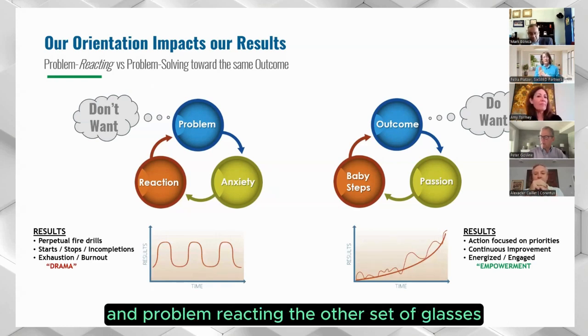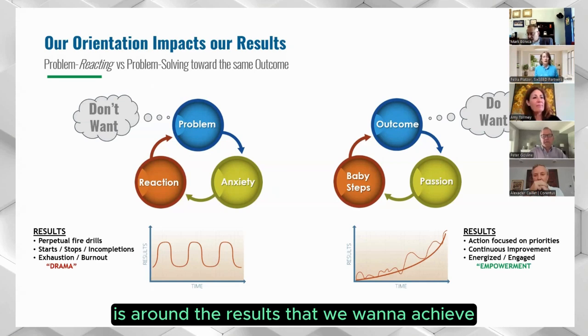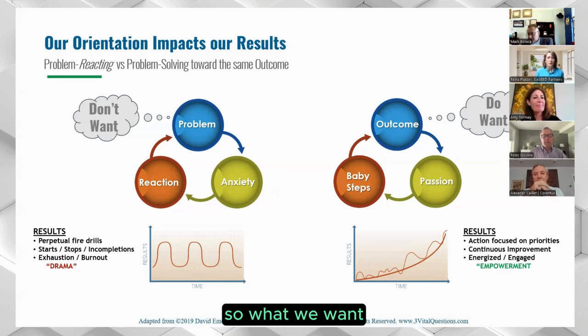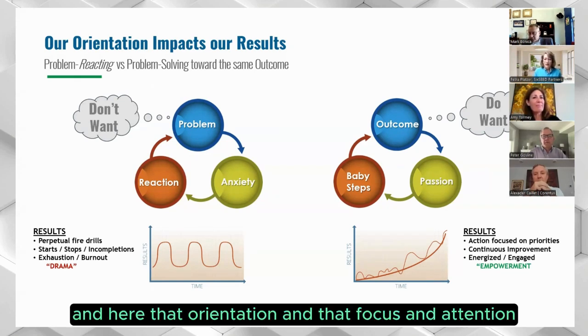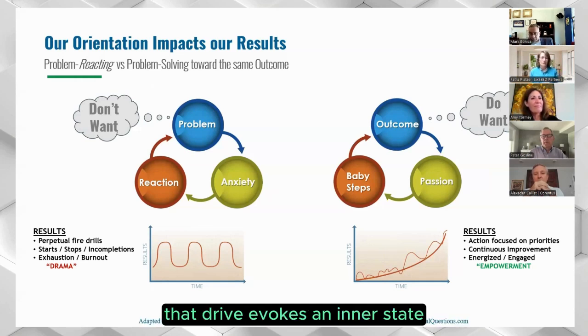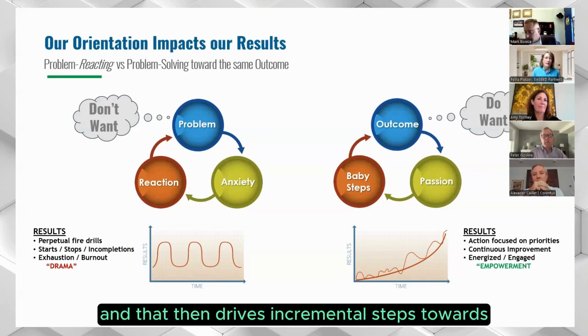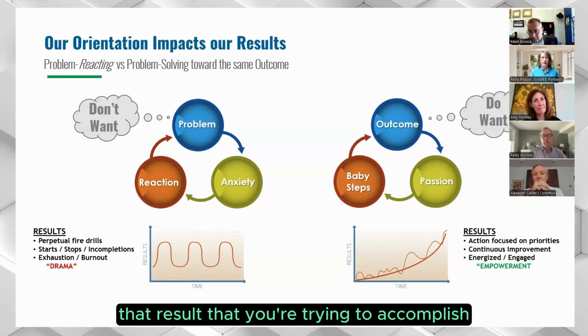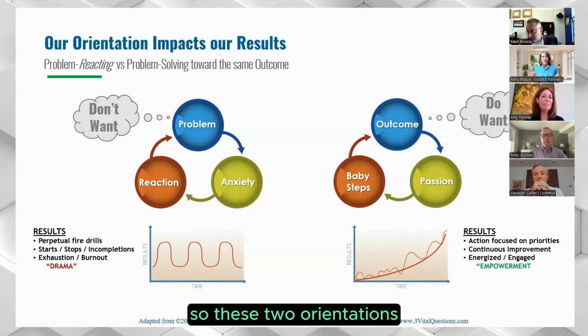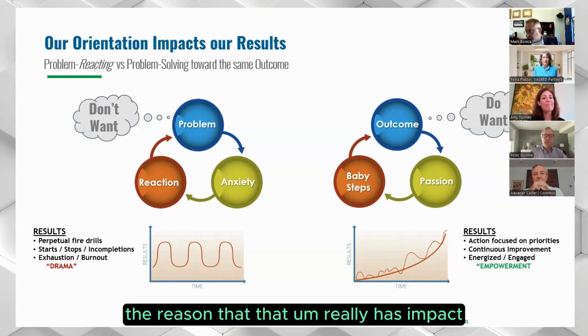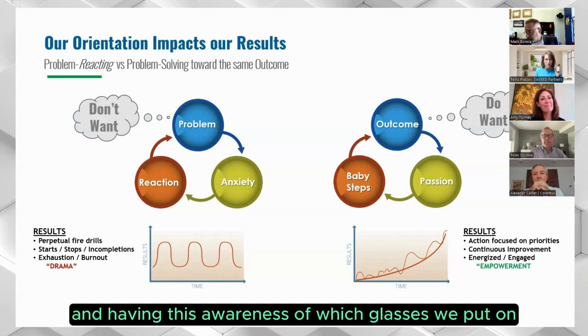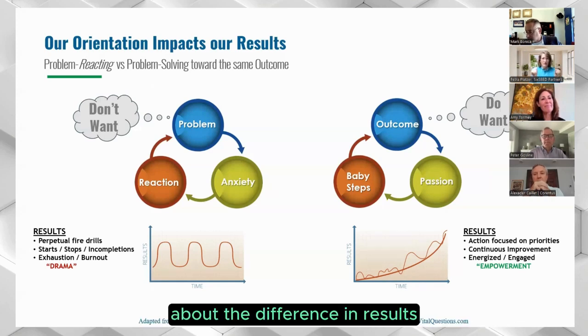The other set of glasses and the other direction of attention is around the results that we want to achieve. So what we want. And here, that orientation and that focus and attention evokes an inner state of some version of what you care about, some passion, some joy. And that then drives incremental steps towards that result that you're trying to accomplish. So these two orientations, the reason that really has impact, and having this awareness of which glasses we put on, is what you see now on the slide about the difference in results from these two orientations.